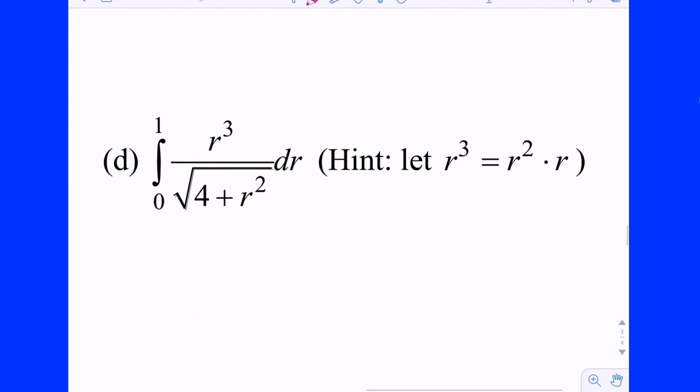You think you're going to get a hint like that on the AP exam? Does a hint like that help? Did it help you here? No? It didn't help? That's a pretty good hint, right? R cubed is equal to R squared times R.